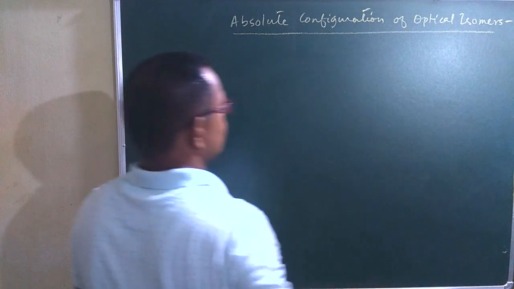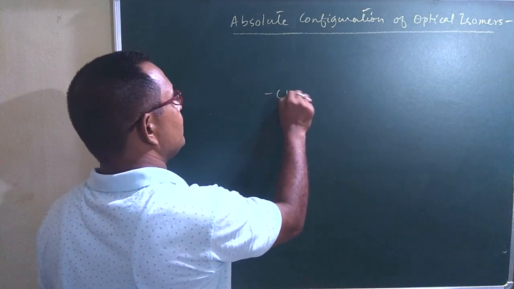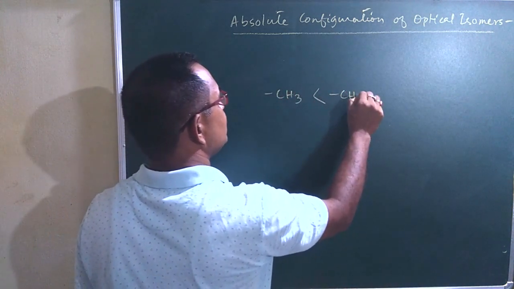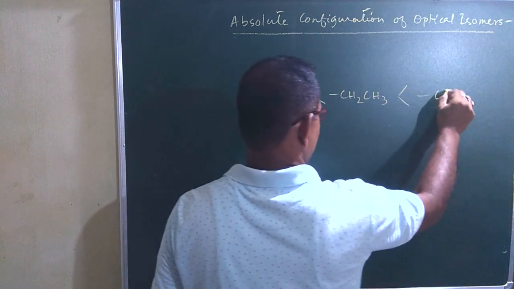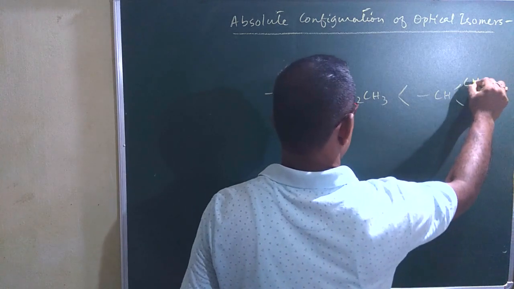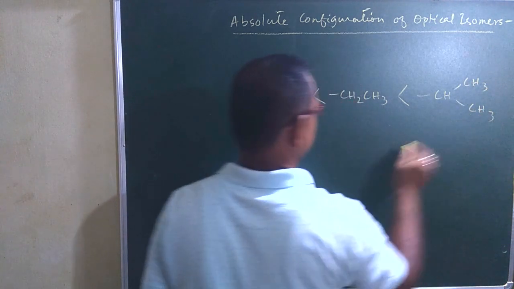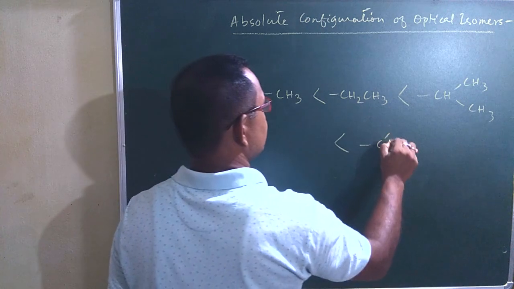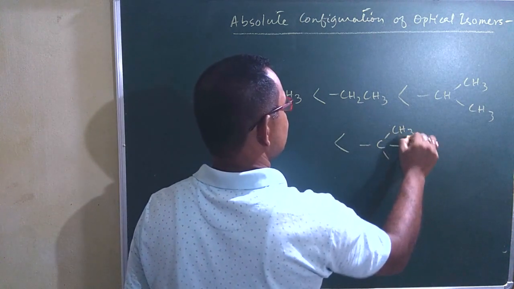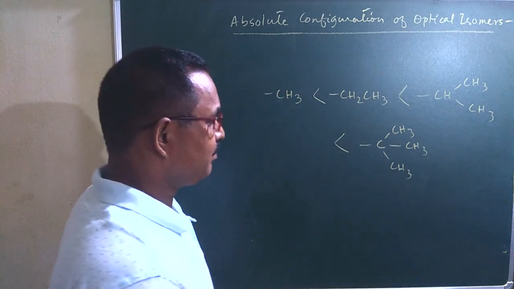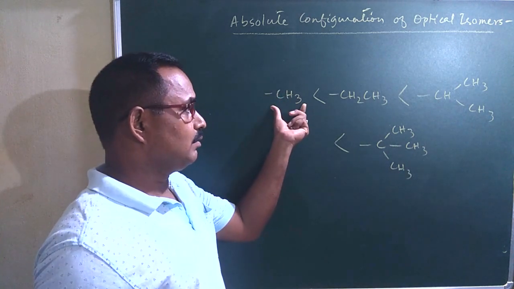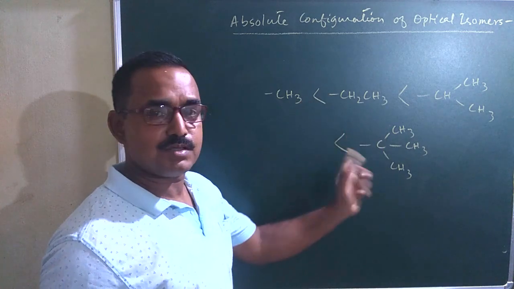Compared to the methyl group, this group will have higher priority. Isopropyl group will have again higher priority. Tertiary butyl group will have again higher priority. Priority of alkyl groups will increase in this way.